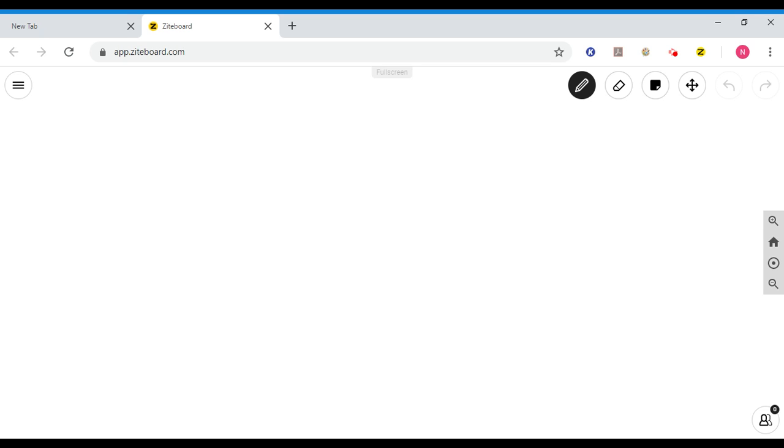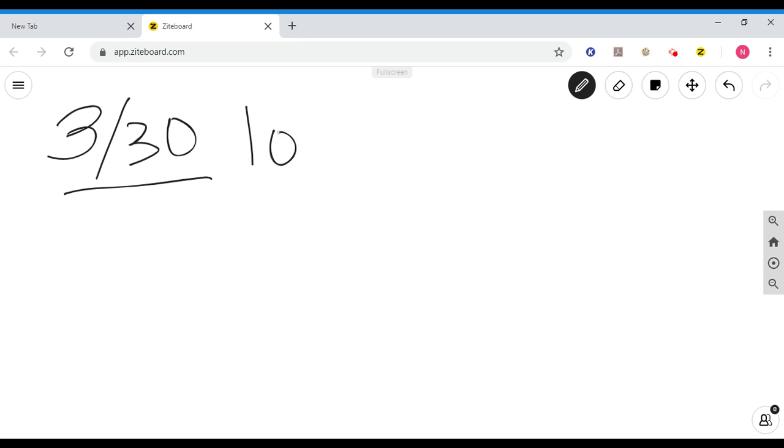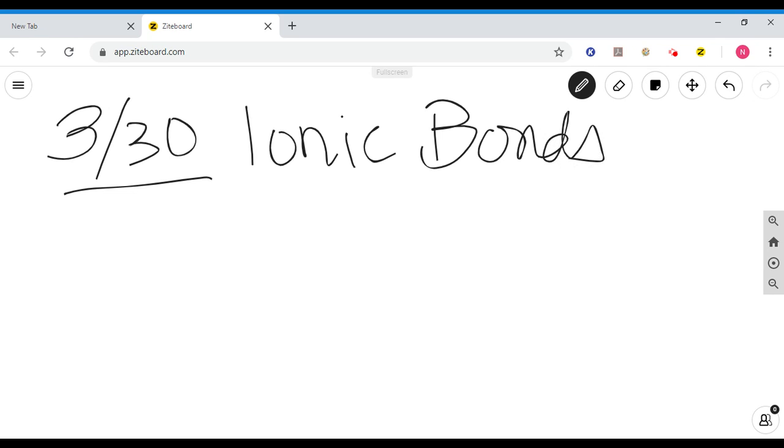Our lesson today, we're going to talk about some ionic bonding and some ions. So let's go ahead and label this in our notes: ionic bonds. You're going to need your notes and you're going to need a periodic table.